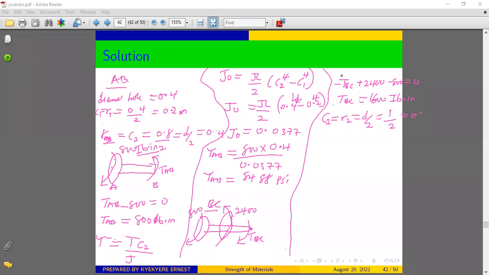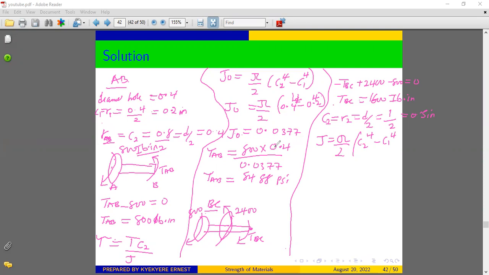It's going to give us 0.5 inch. And from there, we can determine our J, because that side is also hollow. So it's going to be pi on 2 times C2 raised to the power 4 minus C1 raised to the power 4. But you already know C2 and C1. C2 is 0.5, C1 is 0.2.